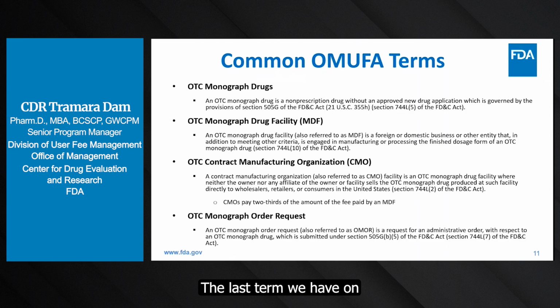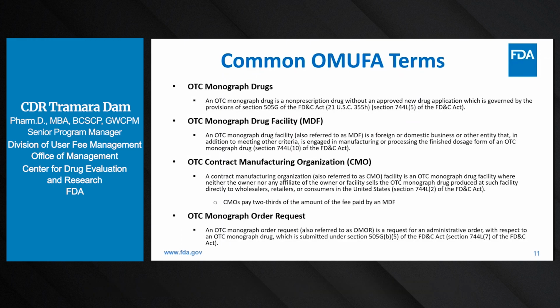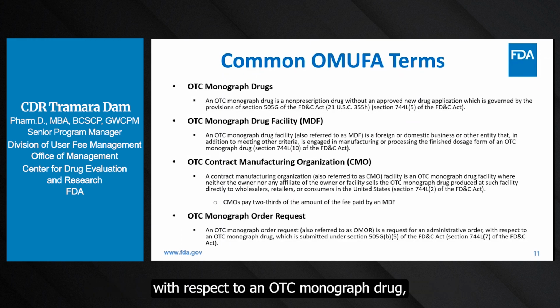The last term we have on this slide is OTC monograph order request. An OTC monograph order request, also referred to as OMOR, is a request for an administrative order with respect to an OTC monograph drug, which is submitted under Section 505G(b)(5) of the FD&C Act.